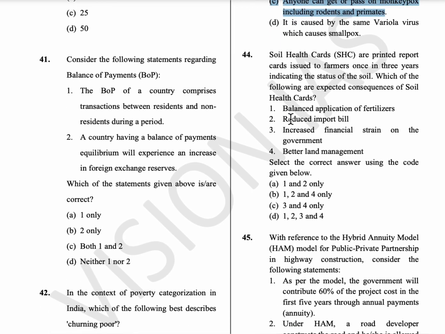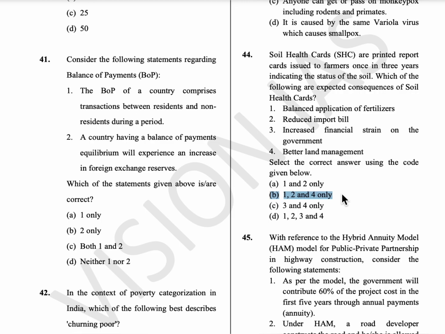For the fourth question, soil health cards are printed report cards issued to farmers once in 3 years, indicating the status of the soil. Which of the following are the expected consequences of soil health cards? The first statement is balanced application of fertilizers. Second is reduced import bill. Increase in the financial strain on government is not included. Okay, better land management. So 1, 2 and 4.